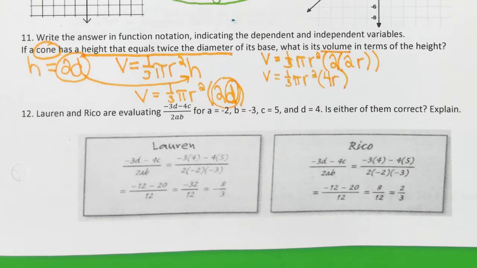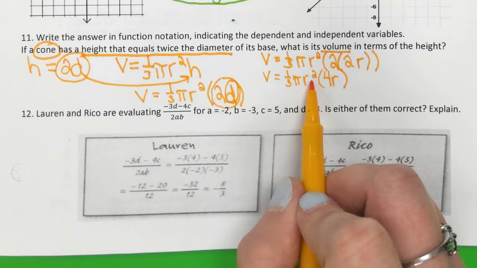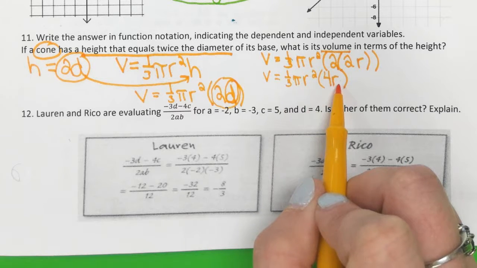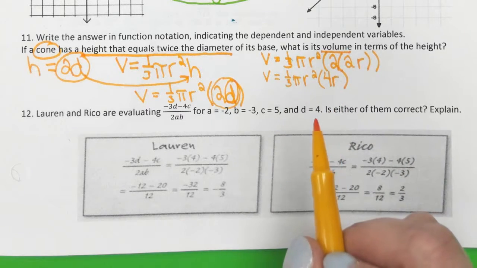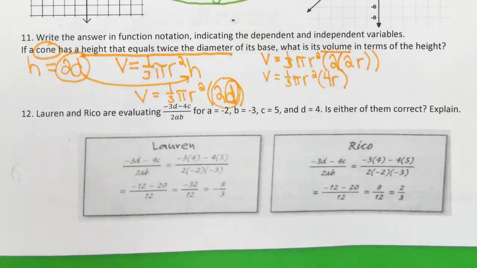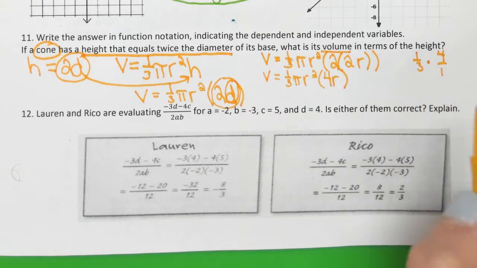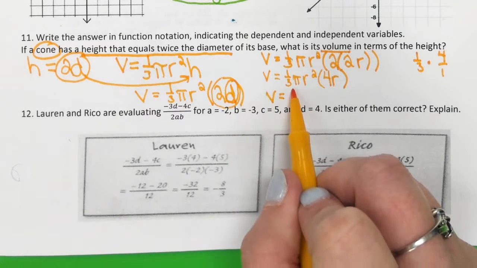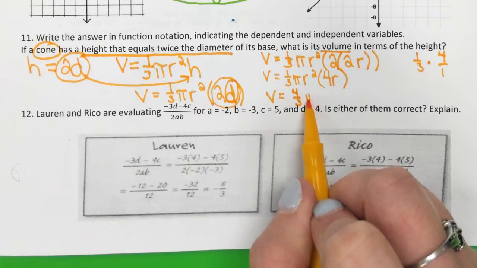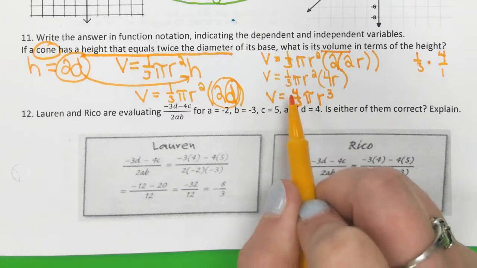Have I lost anybody? Okay, you can multiply some things. You see anything you can multiply? The what? The R's. Very good. What's R squared times R? Remember, when you multiply the bases, you add the exponents, right? R cubed. Do you see anything else that you can multiply besides the R's? 4 and 1/3. Okay, so look, 1/3 times 4/1 is how much? 4/3. Very good. So it's 4/3 pi r cubed.